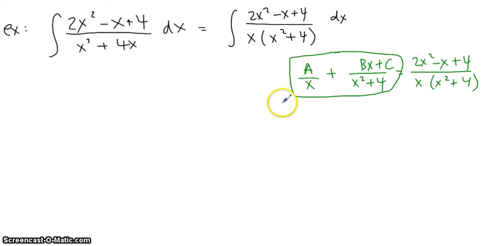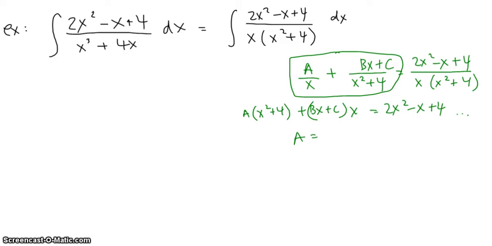Okay, so now if you do it the exact same way, you finish it the exact same way, the common denominator will be x times x squared plus 4. So the a, I'm going to need to multiply it by x squared plus 4. The bx plus c, the entire thing, I'm going to have to multiply top and bottom here by x and set that equal to 2x squared minus x plus 4, and so forth and so forth. Now if you continue with this, you'll see that a is equal to 1, that b is also equal to 1, and c will equal negative 1.